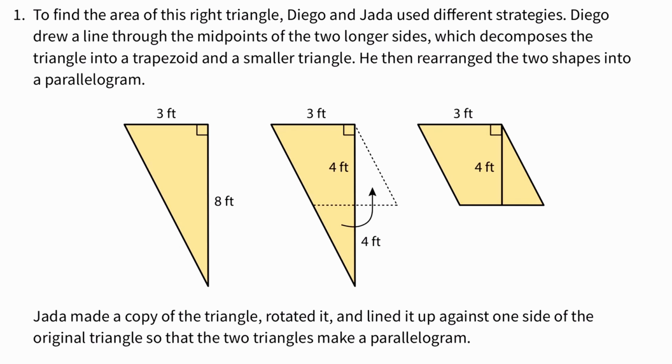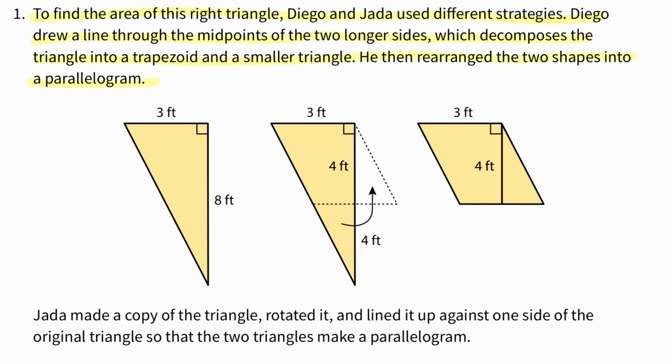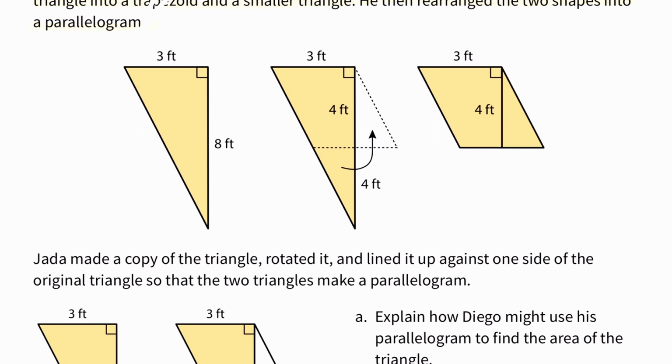To find the area of this right triangle, Diego and Jada used different strategies. Diego drew a line through the midpoints of the two longer sides, which decomposes the triangle into a trapezoid and a smaller triangle. Then he rearranged the two shapes into a parallelogram. That's those three images there.